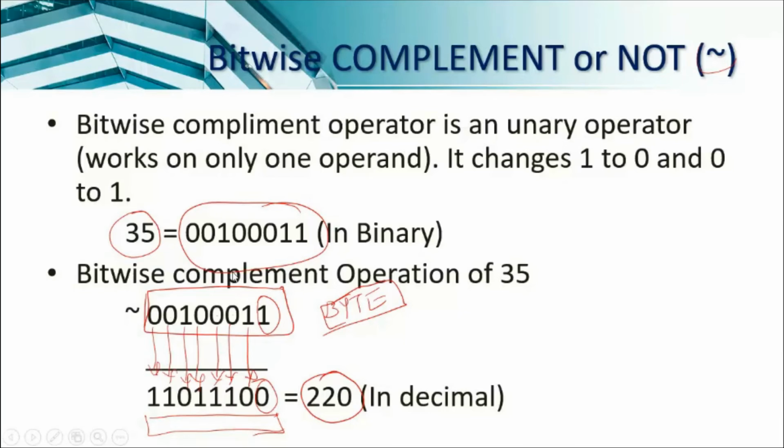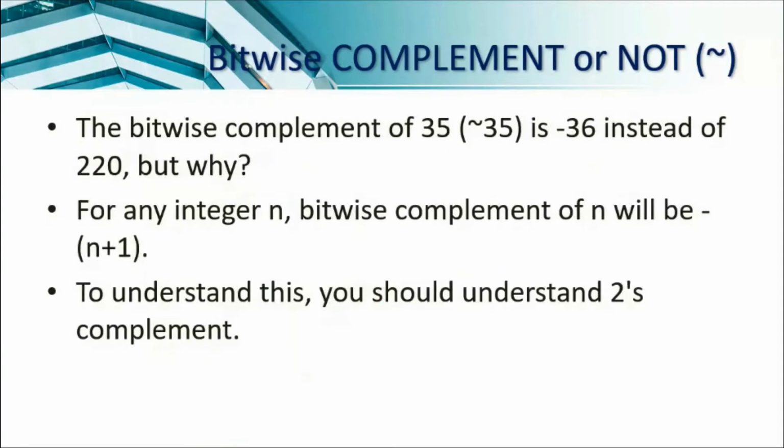Actually, when we did the bitwise complement of 35, we obtained 220, and then how is this 220 converted into minus 36? Let us see. We have seen the bitwise complement of 35 is minus 36 instead of 220. But why? The condition is that for any integer n, the bitwise complement of n will be minus of n plus 1. So this is how the bitwise complement of any integer is found out.